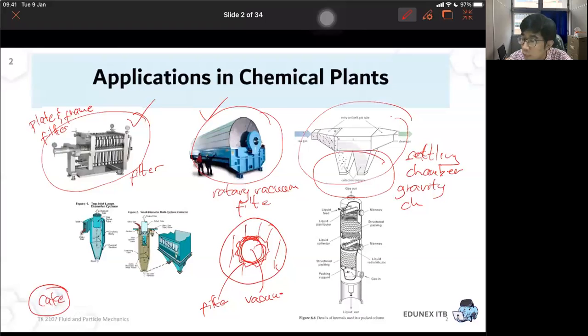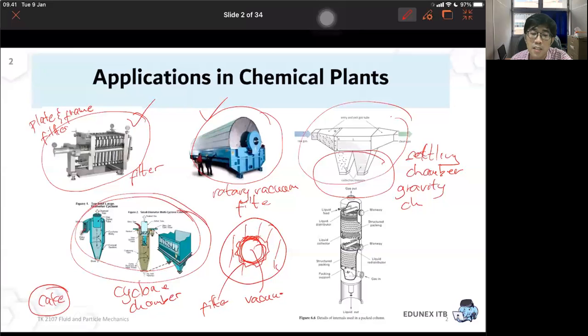And this one is also separation of solid from the gas, but using additional rotational movement of the device. We call it a cyclone or cyclone chamber. So if the gravity or settling chamber only uses the gravitational force, this one uses the centrifugal force. Same like centrifugation, but for solid in the gas phase.